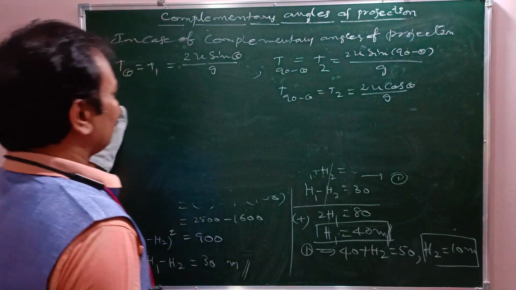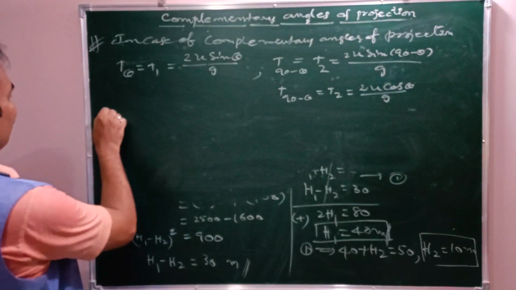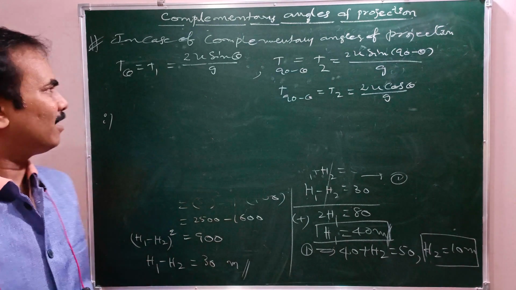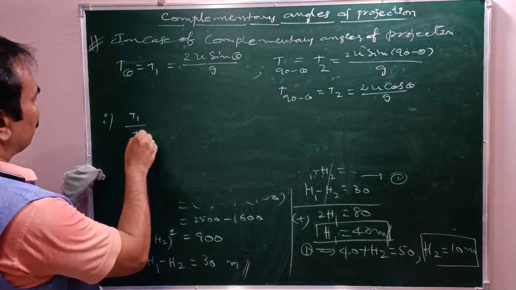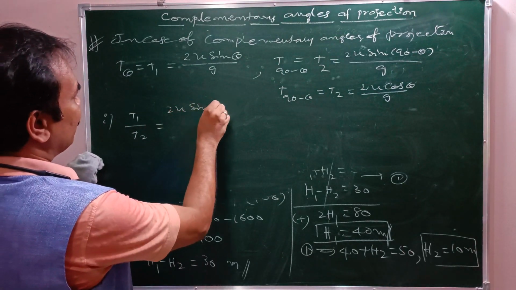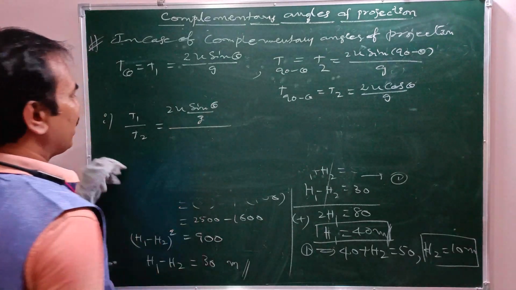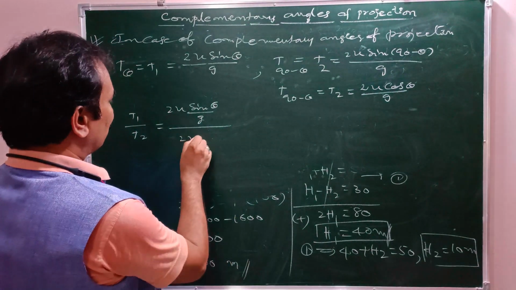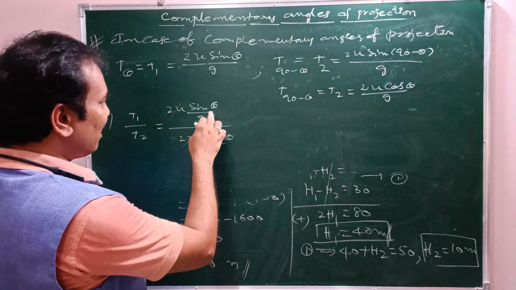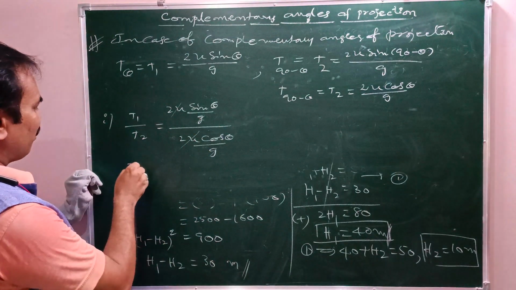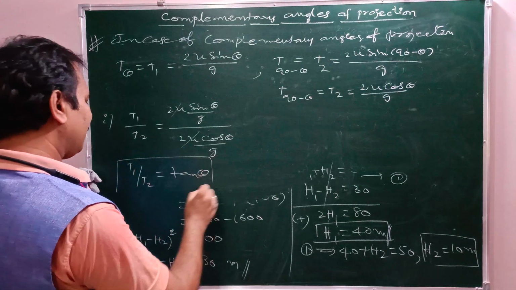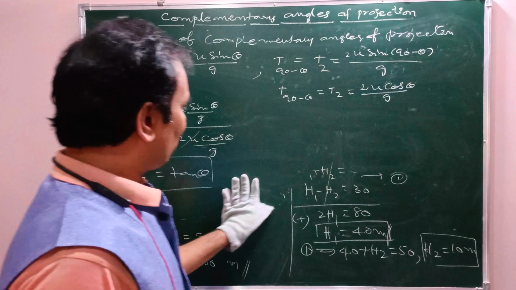Now let us see number 1, first relation, t1 by t2. See, t1 means t at theta, t2 means t at 90 minus theta. Say t1 by t2 equal to, t1 means 2u sin theta by g whole divided by t2 means 2u cos theta by g. So 2u by g cancel, we are left with sin theta by cos theta, that is t1 by t2 equal to tan theta, right?